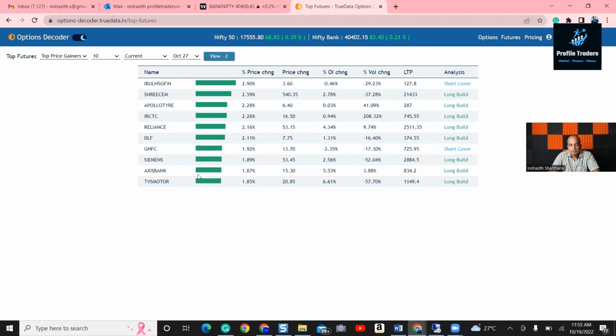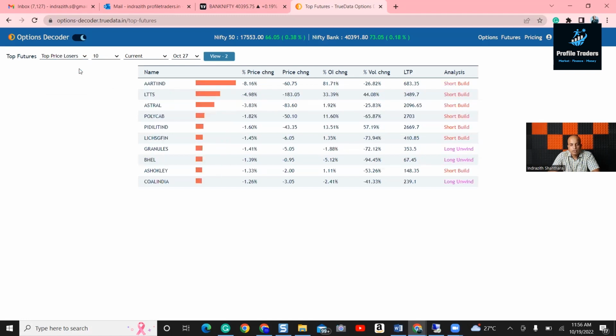Now top futures based on the price change. Okay, this is price change. Can you see? This is sorted in decreasing order, which means this IBUL Financing is 2.90%. This is the price rise. Shree Cement, Apollo Tyre. It shortlisted the futures which received more price change. So you can change this here. Top price gainers. You can look for top price losers. You can go for top OI gainers. So what this indicates is this particular one received around 82% OI change.